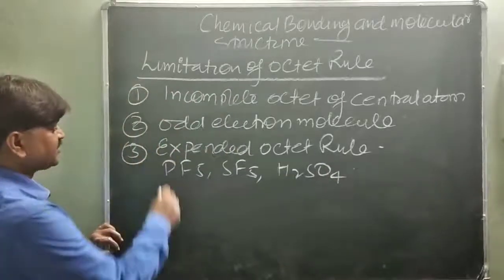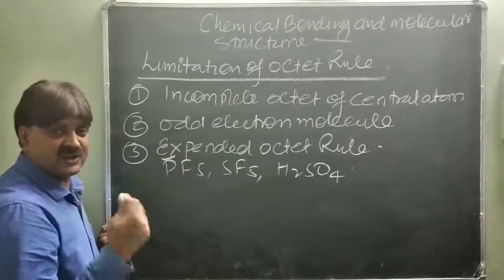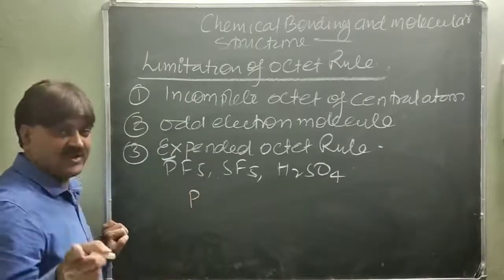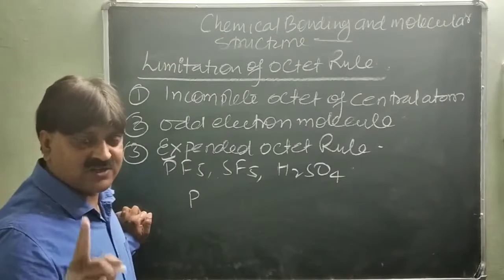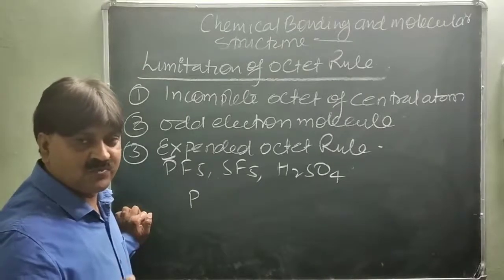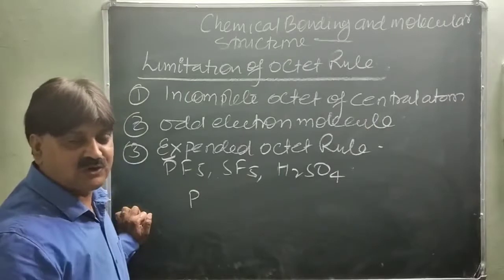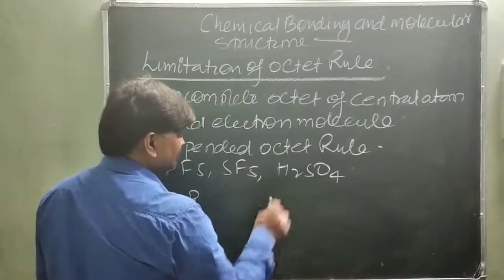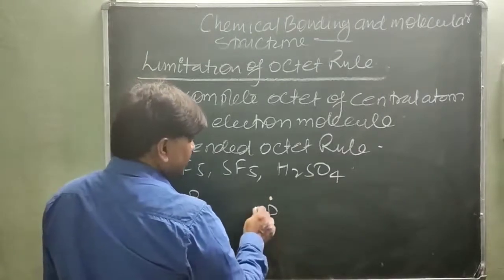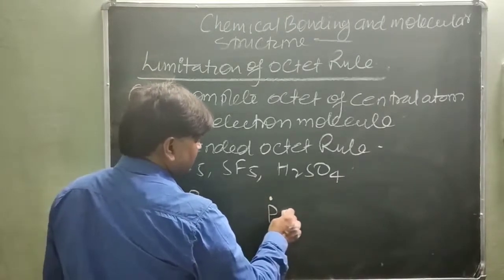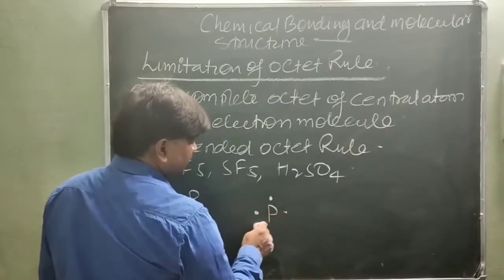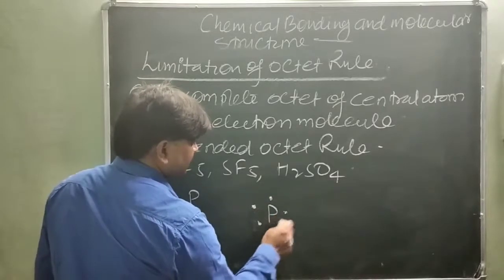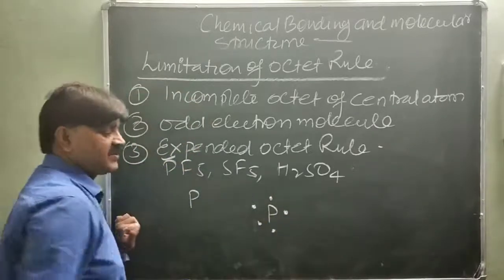In this group of elements, the central atom has greater than 8 electrons in the outermost shell, just like phosphorus. Nitrogen and phosphorus are in the same group. Phosphorus has atomic number 15, with configuration 2, 8, 5. It means the outermost shell has 5 electrons. So, 1, 2, 3, 4 and 5 are the 5 outermost electrons of phosphorus.